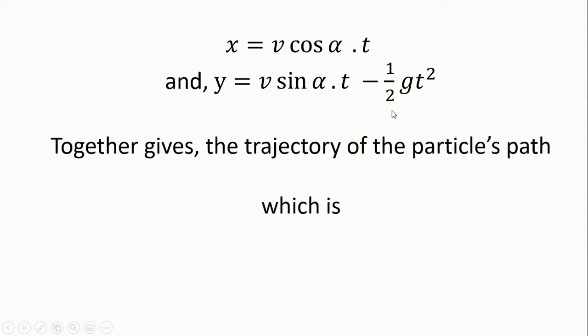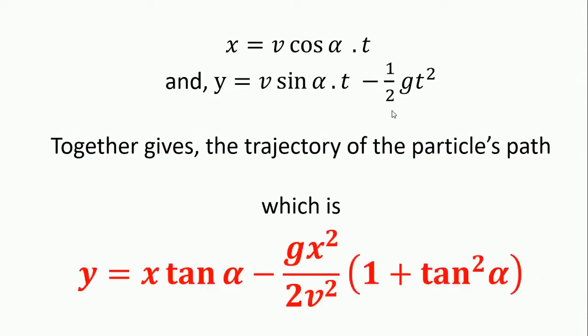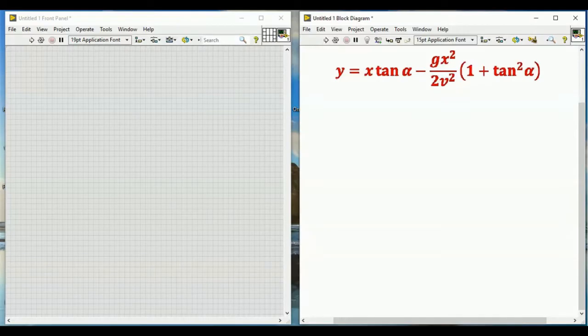If we write them together, we get the trajectory of the particle's path, which is y equal to x tan alpha minus g x square divided by 2 v square into 1 plus tan square alpha. So this is the path of a projectile of mass m. As you can see, there is no m term, so it is not dependent on the mass.